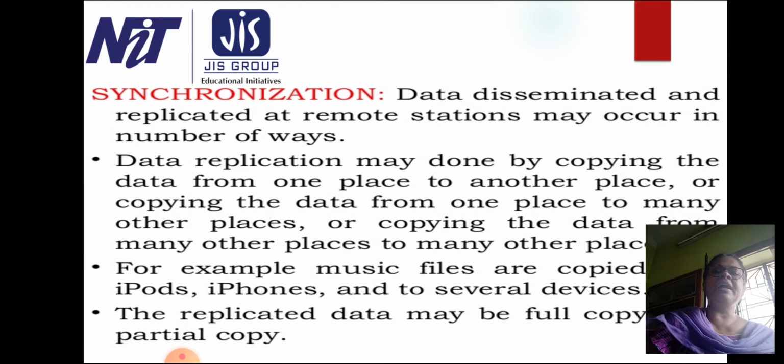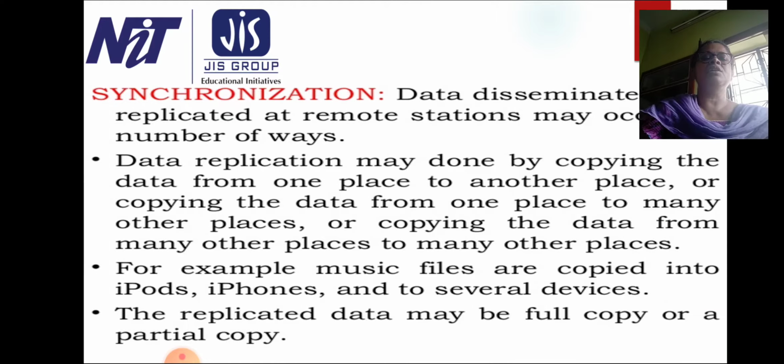Synchronization. Data disseminated and replicated at remote stations may occur in a number of ways. Data replication may be done by copying the data from one place to another place, or copying the data from one place to many other places, or copying the data from many other places to many other places. These are various types of data replication.